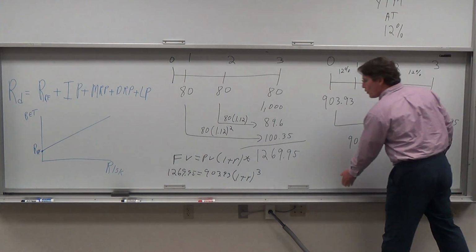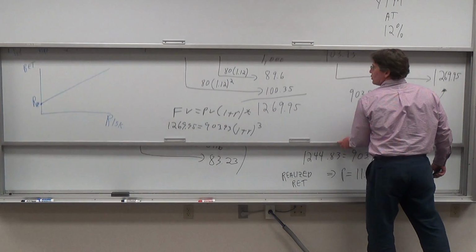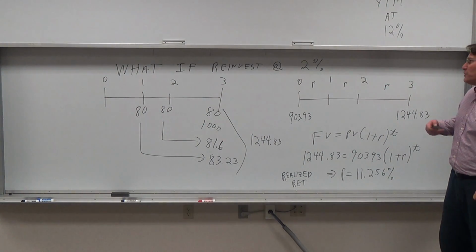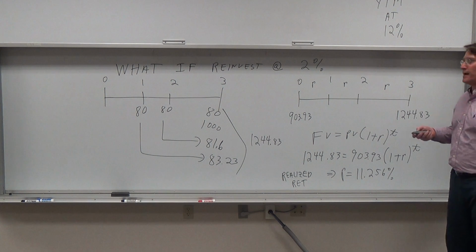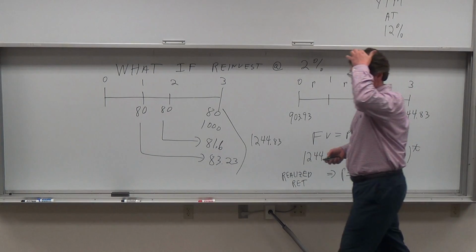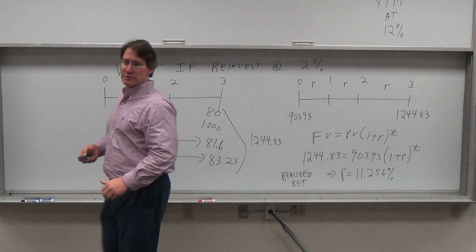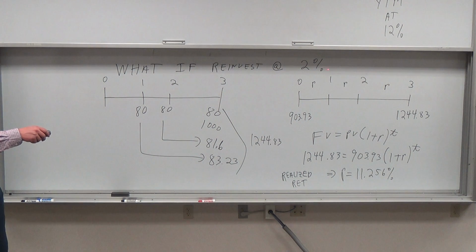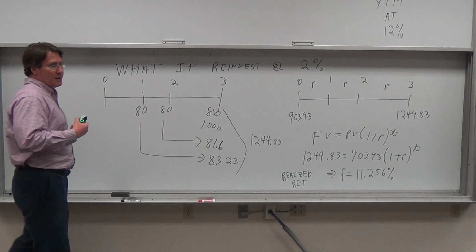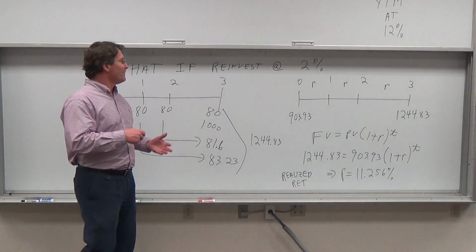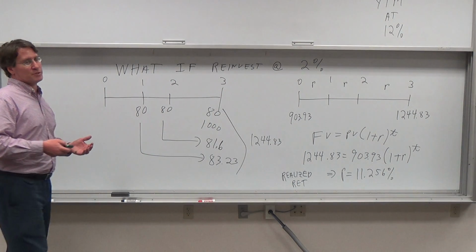And then the third question is, okay, what if you can only reinvest at 2%? If you can only reinvest at 2%, what's your realized return? Well, it's going to be less than that 12%. And so you want to solve for this realized return. If you remember from another finance class where you talked about an internal rate of return, that's kind of the same thing as yield to maturity.